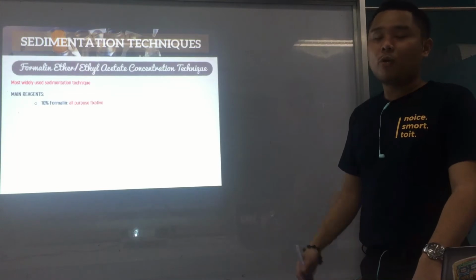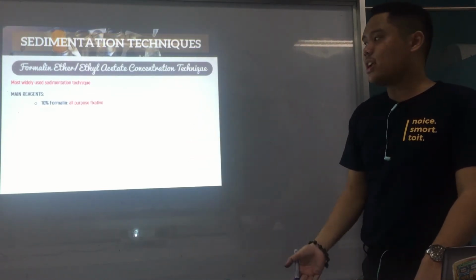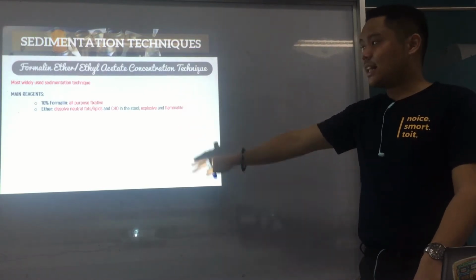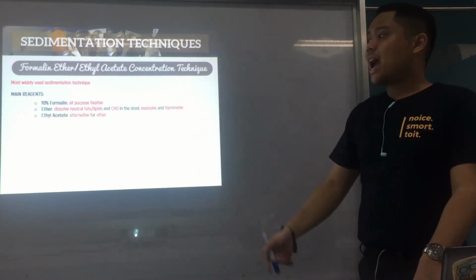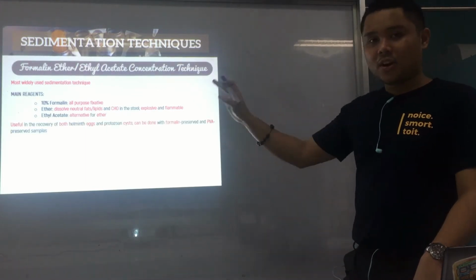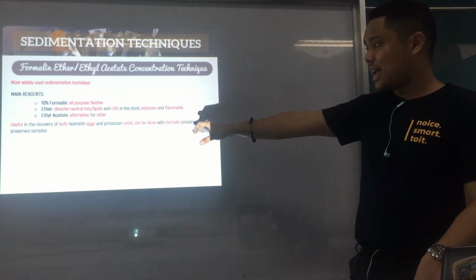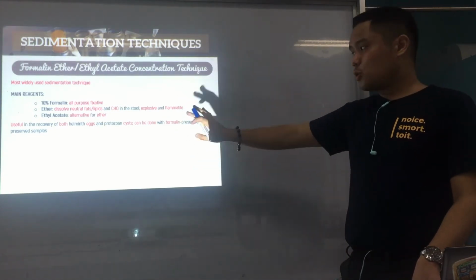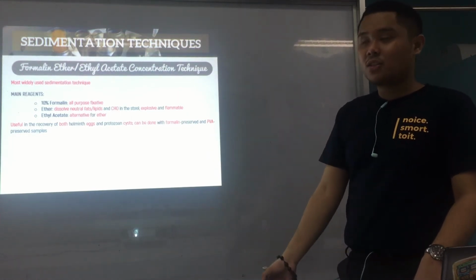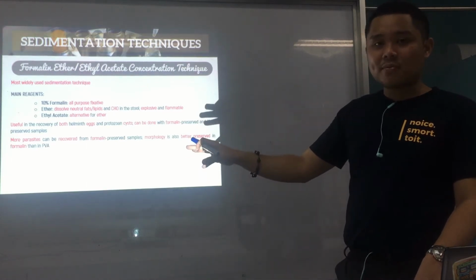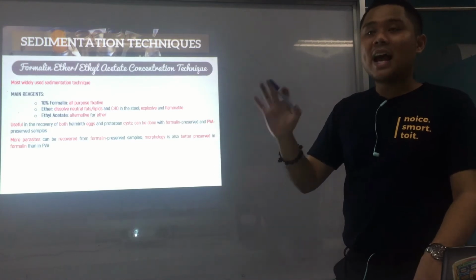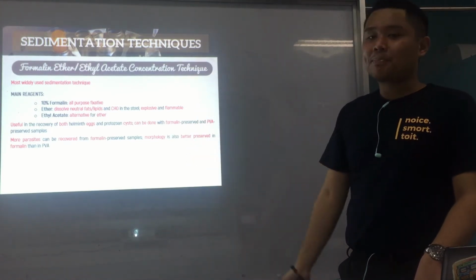We have the main reagents. You have formalin, which serves as your fixative for preservation. Ether dissolves neutral fats, lipids, and carbohydrates, but again, it's explosive and flammable. That's why we can use ethyl acetate, which is an alternative for ether. It's useful in the recovery of both helminth eggs and protozoan cysts. It can also be performed on formalin-preserved or PVA-preserved samples or even fresh stool samples.